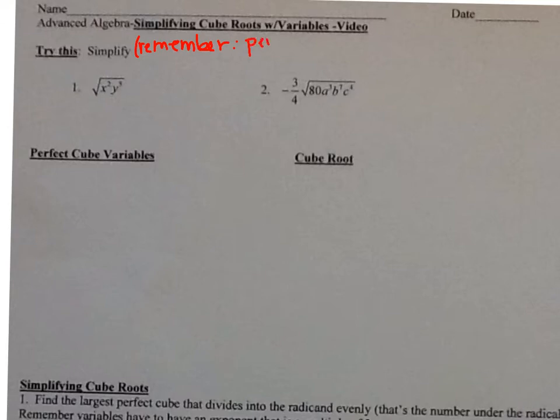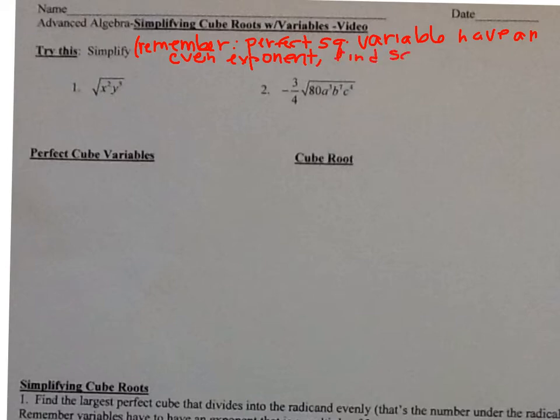Perfect squares, variables, have an even exponent, and to find the square root, divide the exponent by 2. Okay? All right, so give that a try and then come back and check your answers.